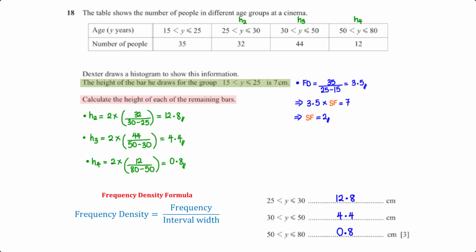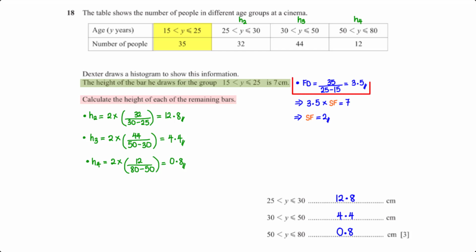The frequency density gives us the height of intervals on the histogram. For the interval y is greater than 15 and less than or equal to 25, the frequency density is equal to the frequency, which has been given as 35, divided by the interval width, which is 25 minus 15. This gives us 3.5. Since the height of the interval drawn on the histogram is 7 centimeters, this means 3.5 times a certain scale factor should be equal to 7. This scale factor is 2.